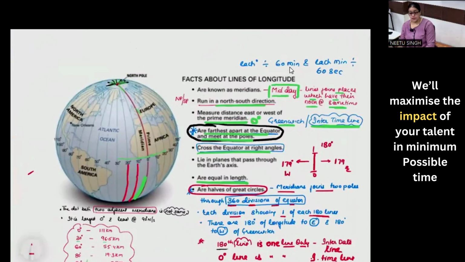Latitudes are circles, longitudes are half circles. Every longitude is identified to be the great circle. All longitudes are great circle, of course, when you are taking them with their antipodal lines.